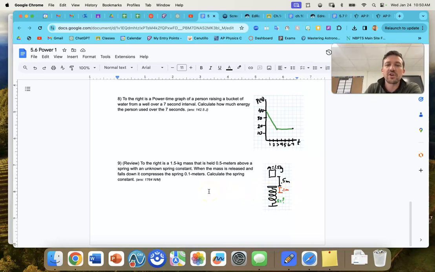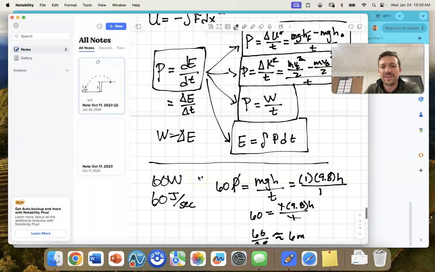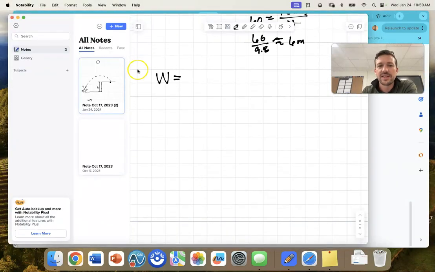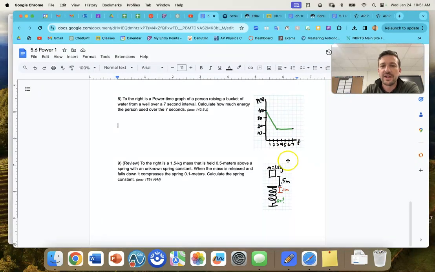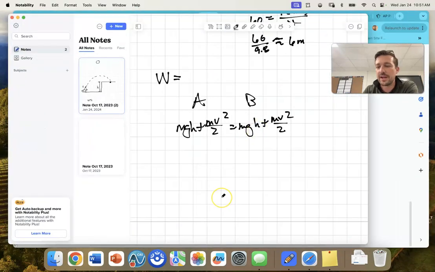So what you're going to want to use here is conservation of energy. If you're thinking, what the heck are you talking about, that's going to be mgh plus mv squared over 2 equals mgh plus mv squared over 2. And you've got two different situations, point A and point B. Where it's being released will be our point A, and once it's compressed all the way would be your point B.